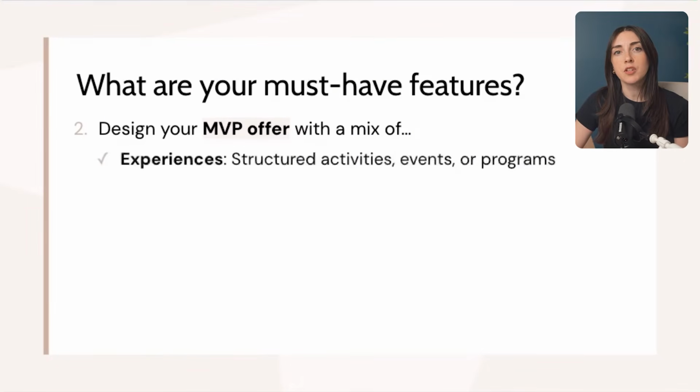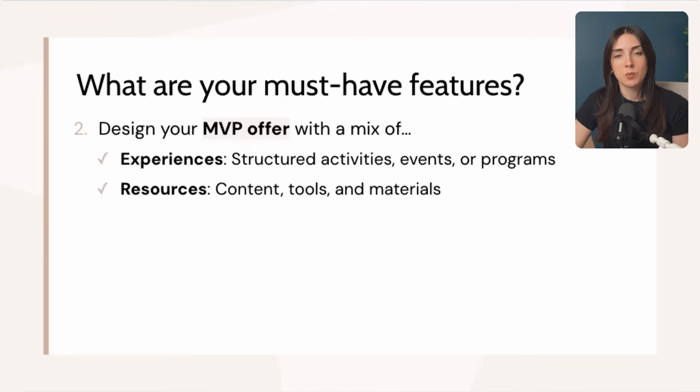So remember, the goal is to simplify to one or a couple of features from these 3 categories. The first category is experiences. These are structured activities, events, or programs. And for an online membership, these often include things like live streams. The second category is resources. Things like content, tools, materials, or courses or templates.